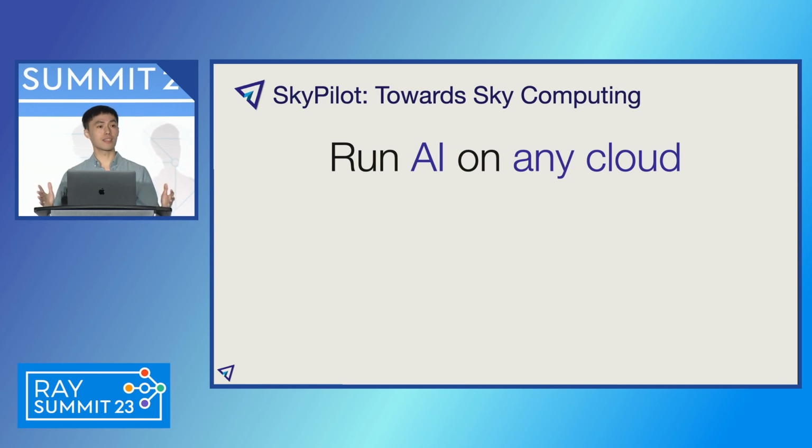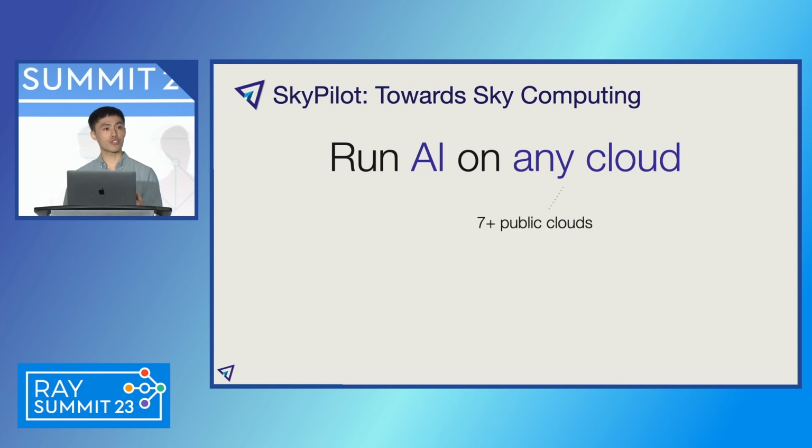OK, so we have seen what SkyPilot can do today. Next, we are going to talk about what we are doing next. We are building SkyPilot to realize the vision of sky computing, which essentially means we want to enable applications to transparently use different clouds. We started with this simple goal, run AI on any cloud. But today, we are happy to say that we are significantly extending both of these axes.